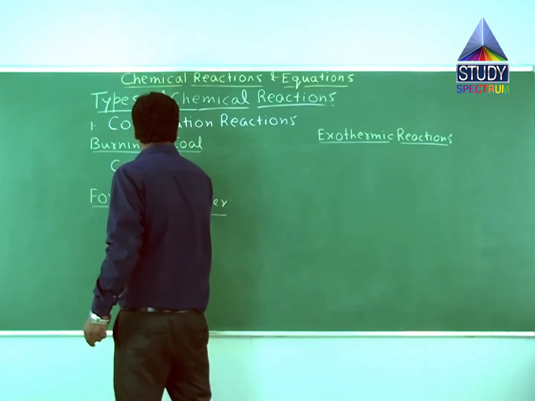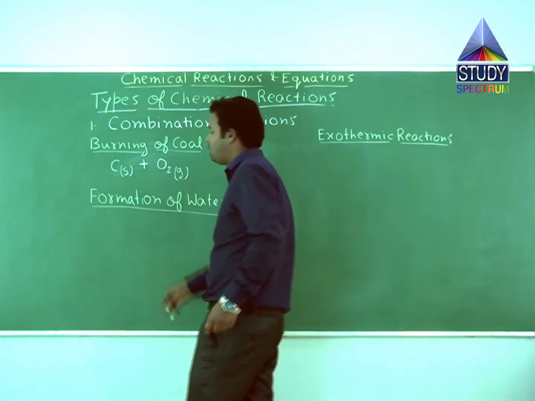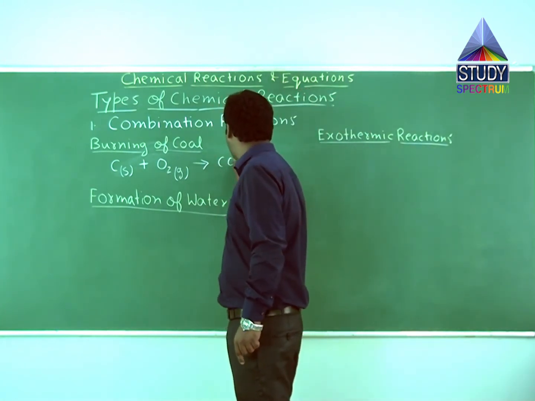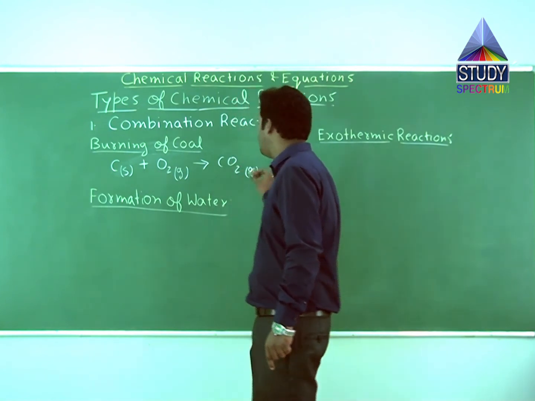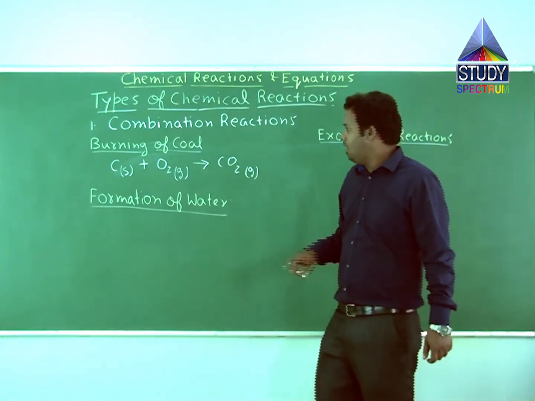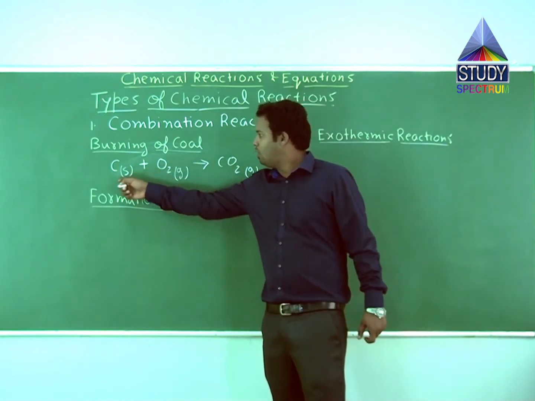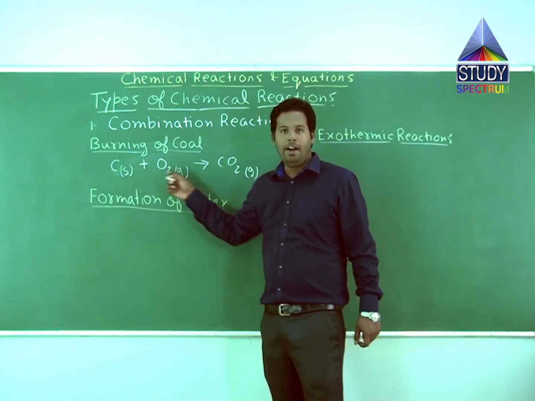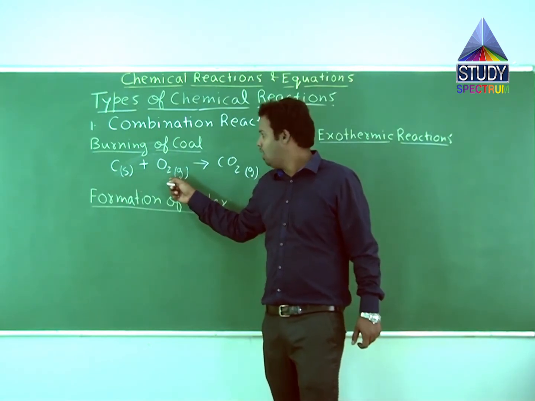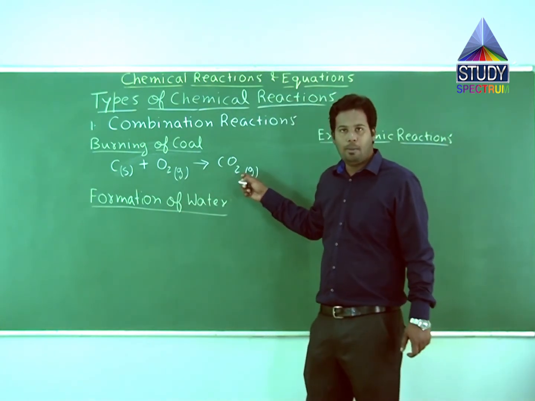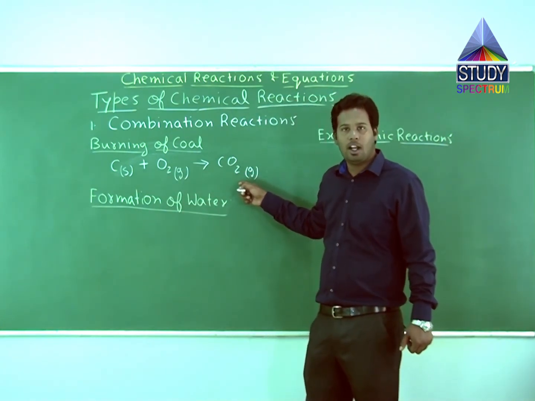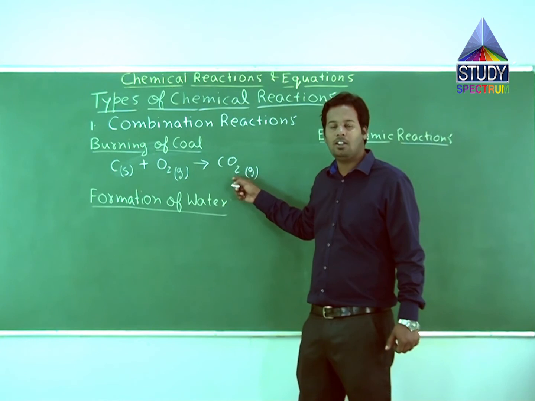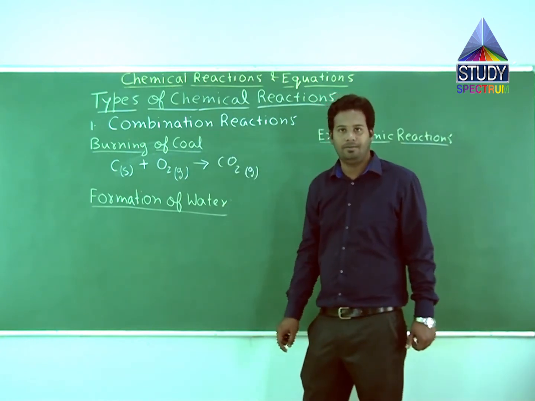If you burn it in the presence of oxygen, that should obviously be in gaseous form, it will liberate carbon dioxide, that should also always be in gaseous form. Correct? So if you see this reaction, two different reactants, that is carbon, that is present in coal, and oxygen, that is a supporter of combustion, combine to form a particular type of gas, that is carbon dioxide. It means two reactants are combining to form a single product, and that is why this is an example of a combination reaction.